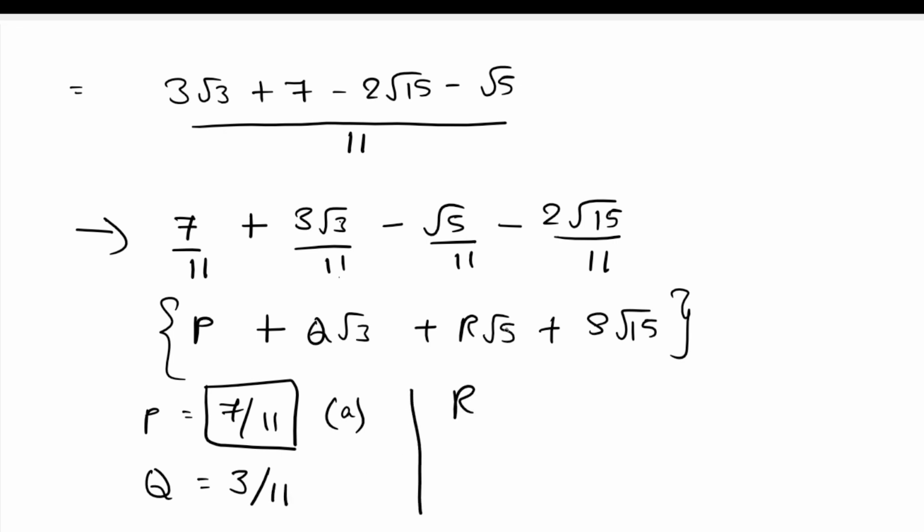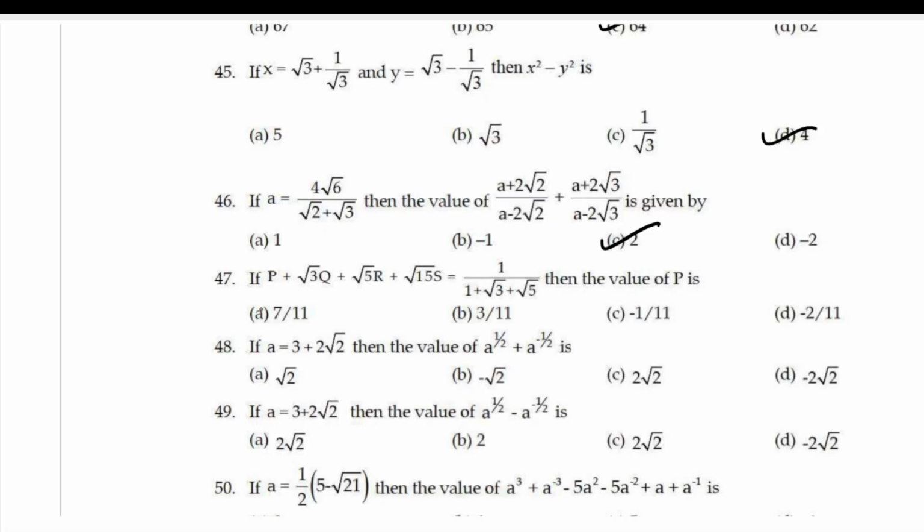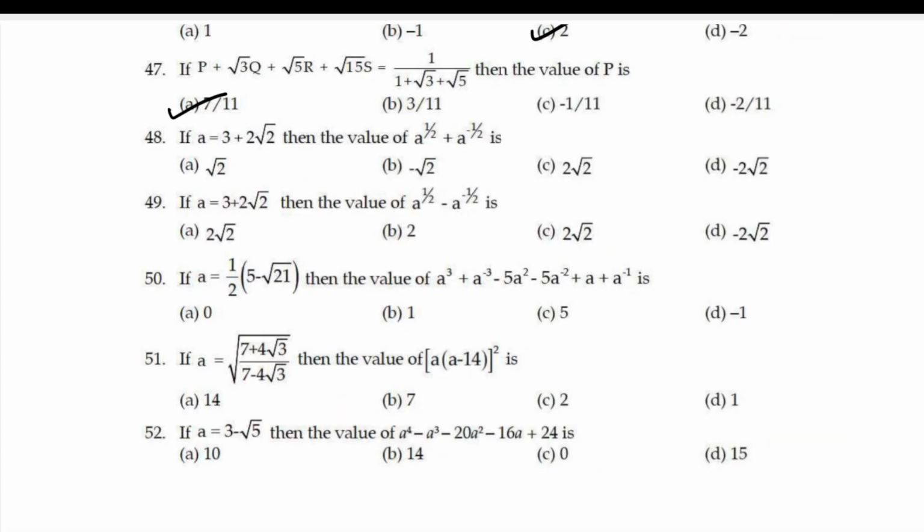The value for R is, here root 5 is there, root 5 is there. So the value for R is minus 1 by 11. And for S, root 15 is there, root 15 is already there. So minus 2 by 11. 47th one, option A, 7 by 11 is the correct answer. Now question number 48. It's given A is equal to 3 plus 2 root 2.